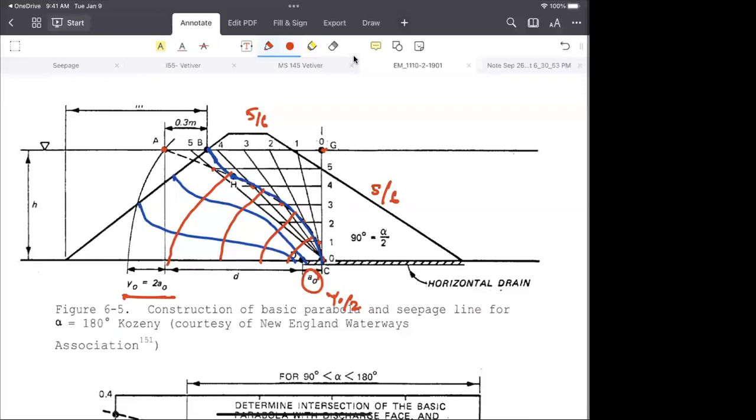Got it? Any question? There is no homework on this. I'm not assigning any homework on this, but do practice.